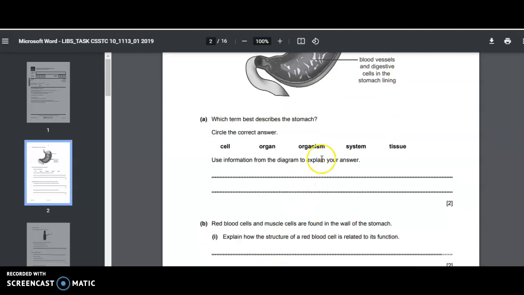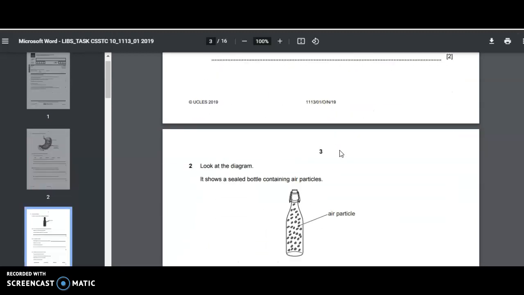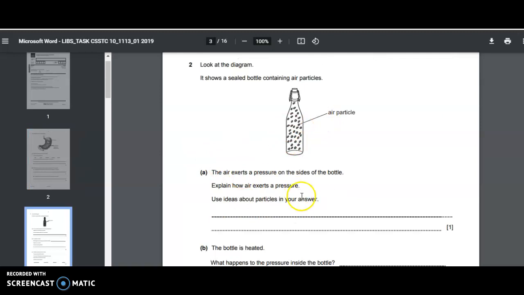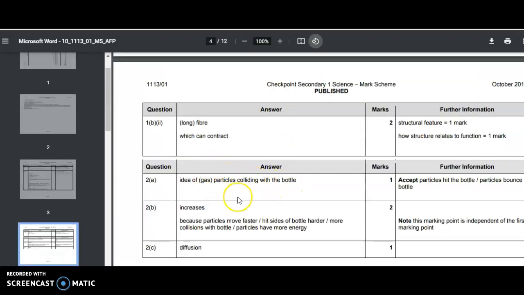So let's begin. I think this is a pretty straightforward question. So let's look at 2A. You must use certain words in order to get the answer correct. So please make sure you use the idea of colliding with the bottle or the walls or bouncing off the bottle or the walls of the bottle.